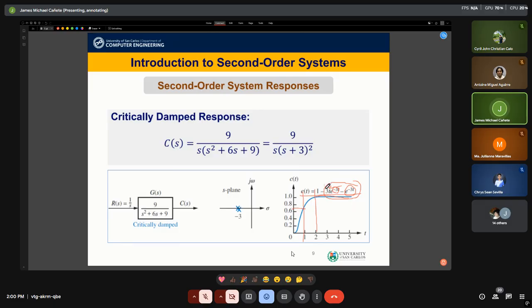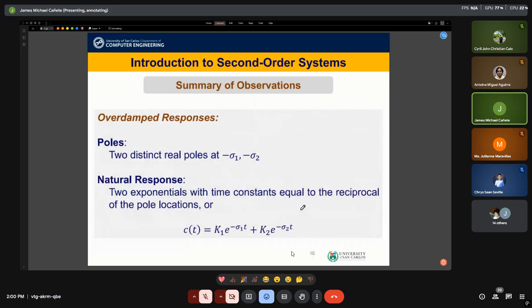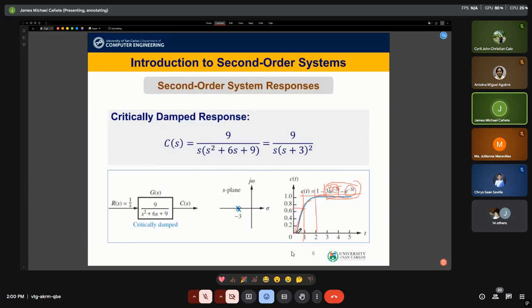The effect of this second term is just this part here, this curve, which is caused by the second exponential term, t times an exponential term. As you will see later here, they overlap. Sometimes this is a good response. This is a better response.